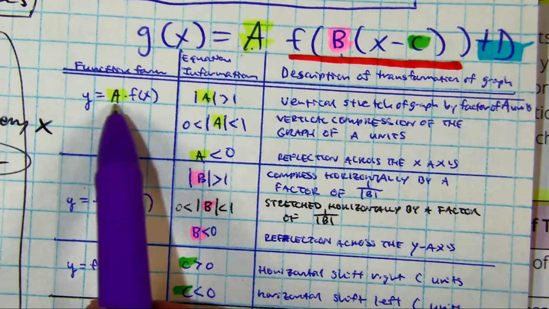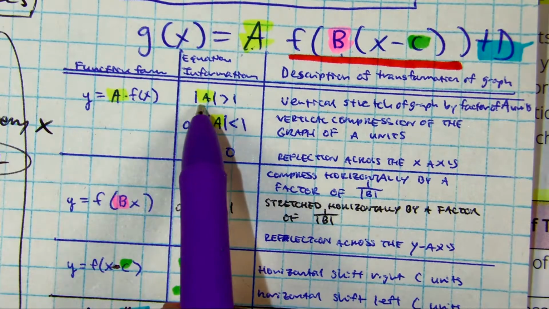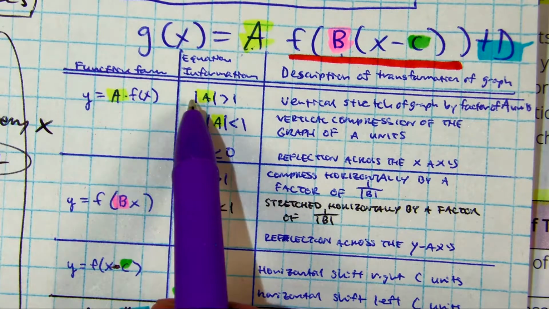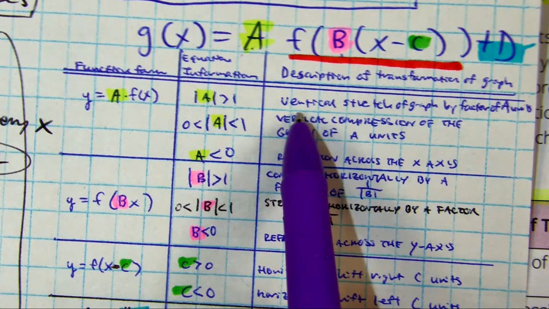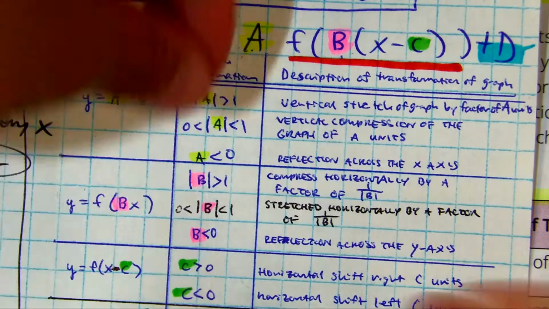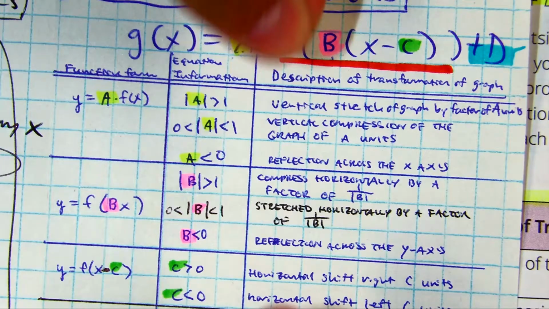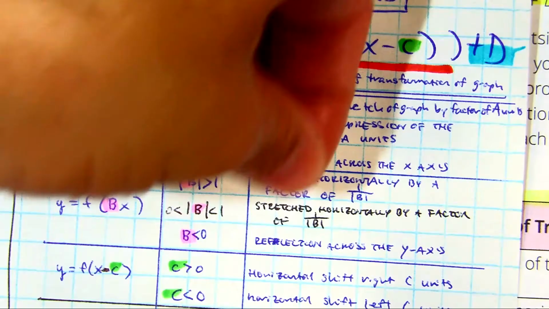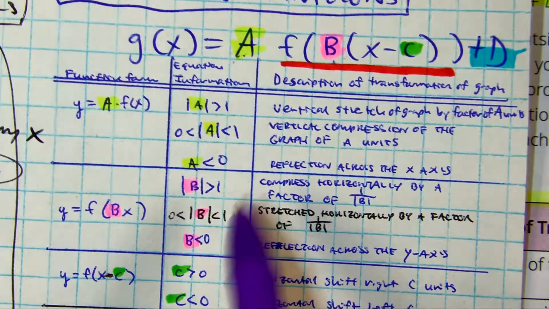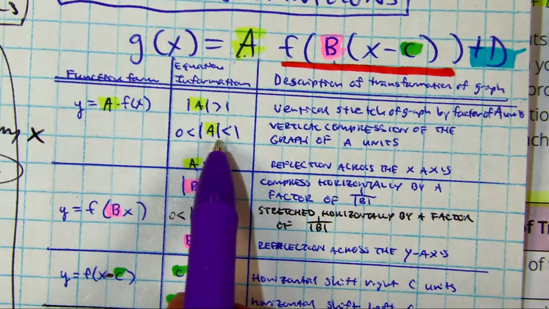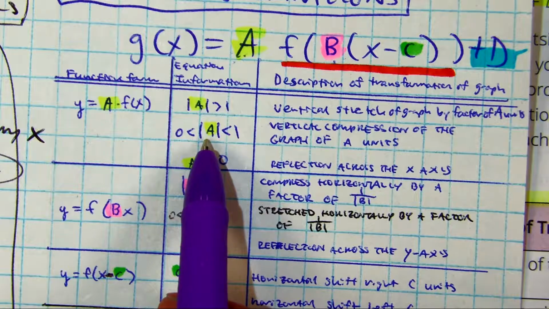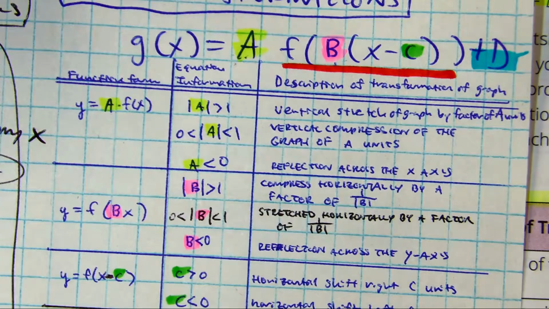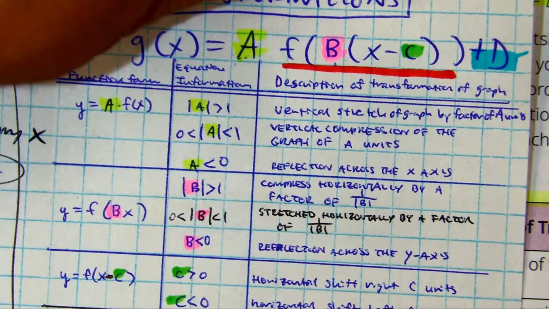A times f of x, what happens is if you take your a value, and you take the absolute value, so it's always positive, and if it's greater than 1, you have a vertical stretch. You're pulling it apart like string cheese by a factor of a. If the number is between 0 and 1, such as 0.75, 2/3, 1/4, 0.25, then you have something called a vertical compression, right? Think of your compression sleeves.